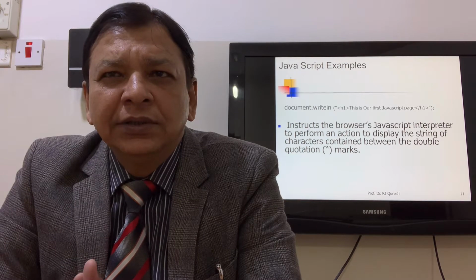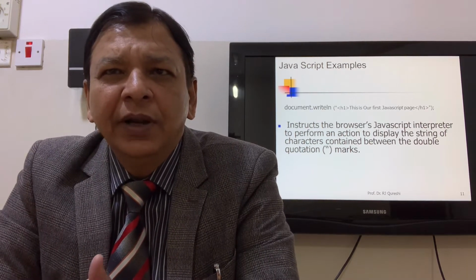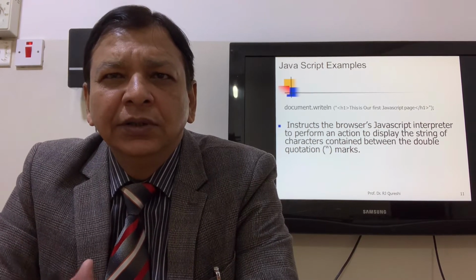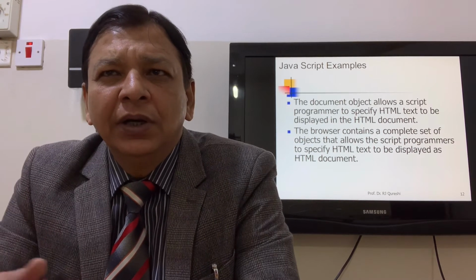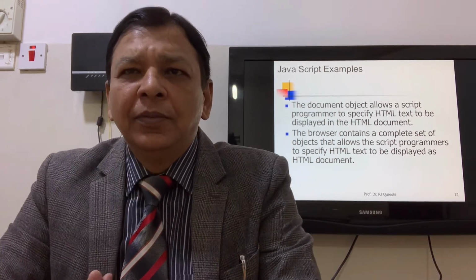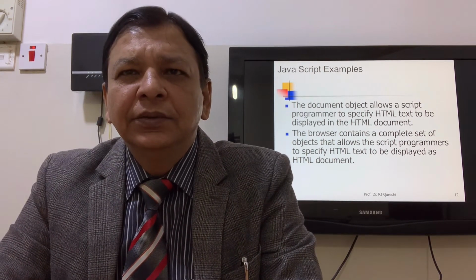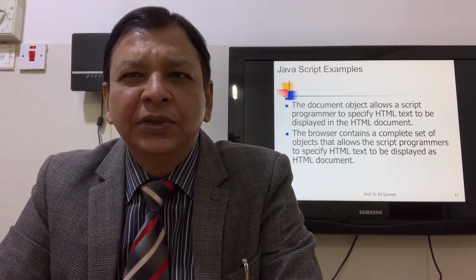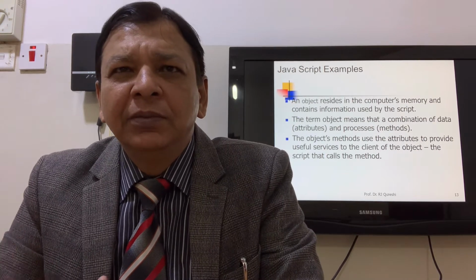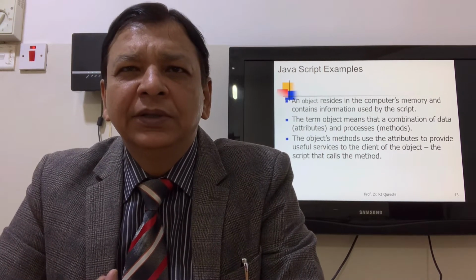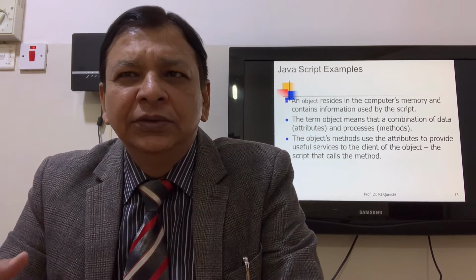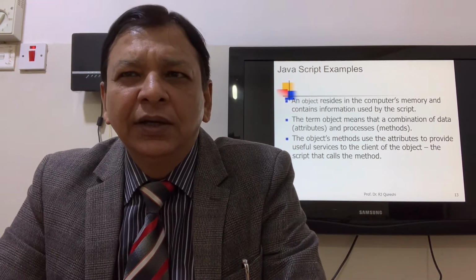The header instructs the browser's JavaScript interpreter to perform an action to display the string of characters contained between the double quotation marks. The document object allows the script programmer to specify HTML text to be displayed in the HTML document. The browser contains a complete set of objects that allows script programmers to specify HTML text to be displayed as an HTML document. An object resides in the computer's memory and contains information used by the script. The term object means a combination of data and processes. Object methods use the attributes to provide useful services to the client of the object.